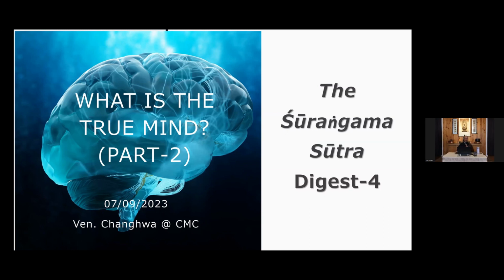Okay. So, the Śurangama Sutra has 10 chapters. Now we are moving to chapter 2. The topic is about the nature of visual awareness.